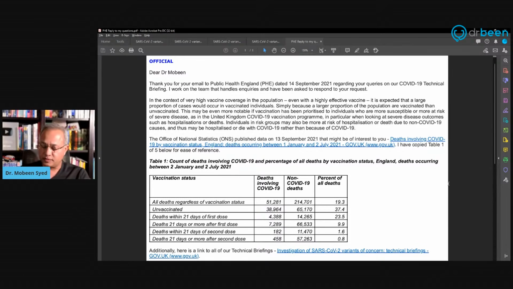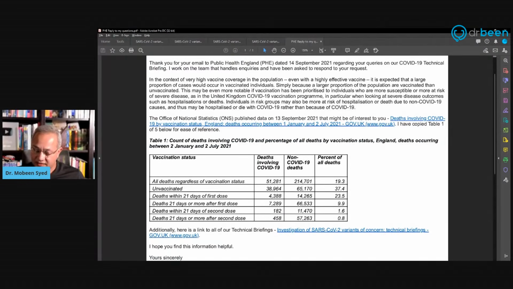This is Scott from Public Health England. As you can see on top of it, it says official, so I think that they do not mind me sharing it here. They said, Dear Dr. Mobeen, thank you for your email to Public Health England dated 14 September 2021 regarding your queries on our COVID-19 technical briefing. I work on the team that handles inquiries and have been asked to respond to your request. And the response here, I'm going to illustrate as well, but let's read that.